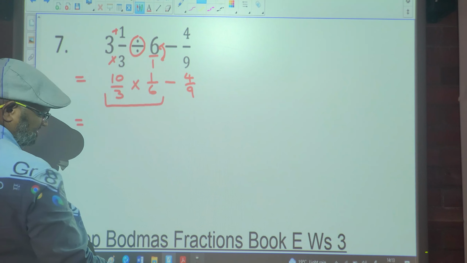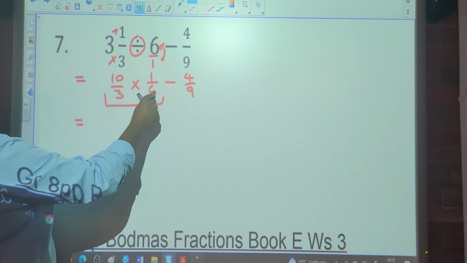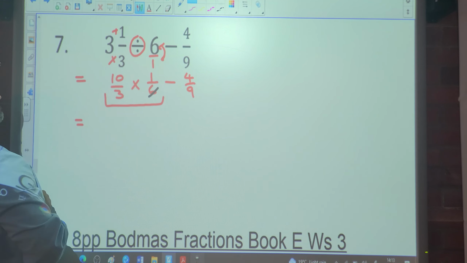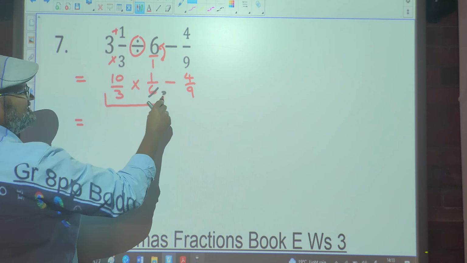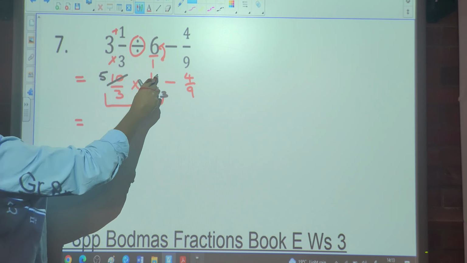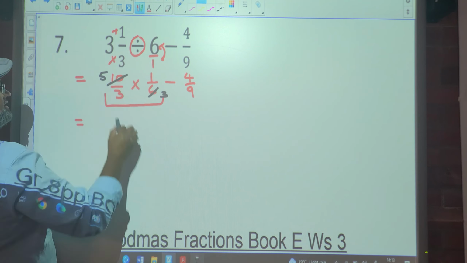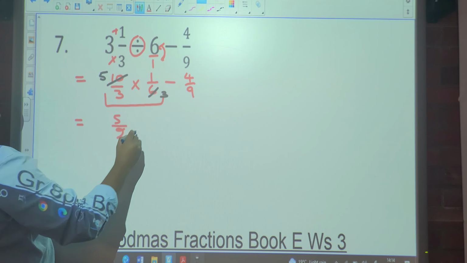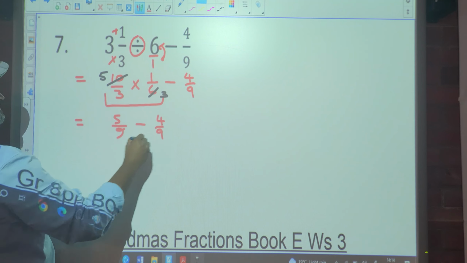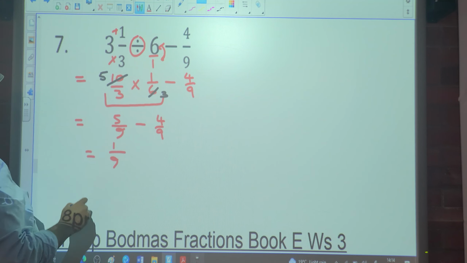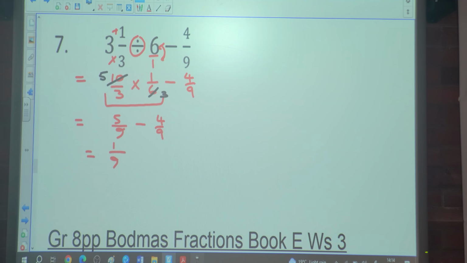Multiplication. Simplification there. So 6, what number goes into 6 and into 10 without remainder? 2. 2 goes into 6, 3 times, and into 10, 5 times. Is there anything else that can cancel there? 5 multiplied by 1 is 5. 3 multiplied by 3 is 9. Minus 4 ninths. So 5 minus 4 is 1 over 9. Any confusion there?